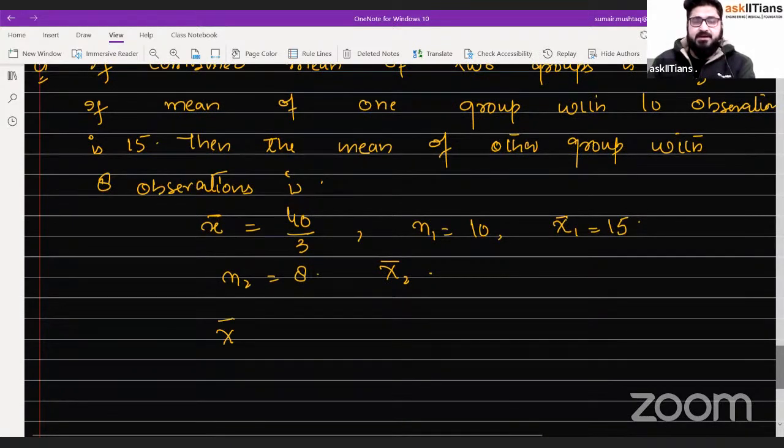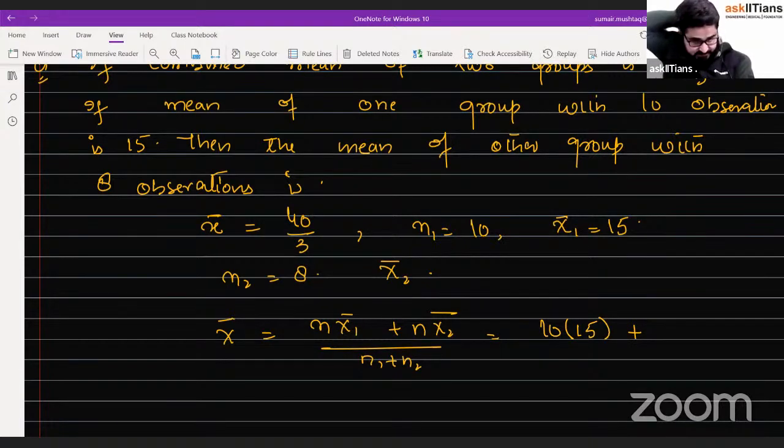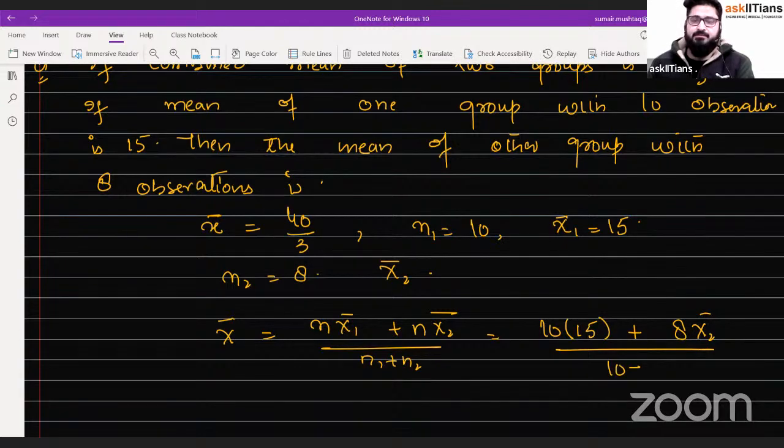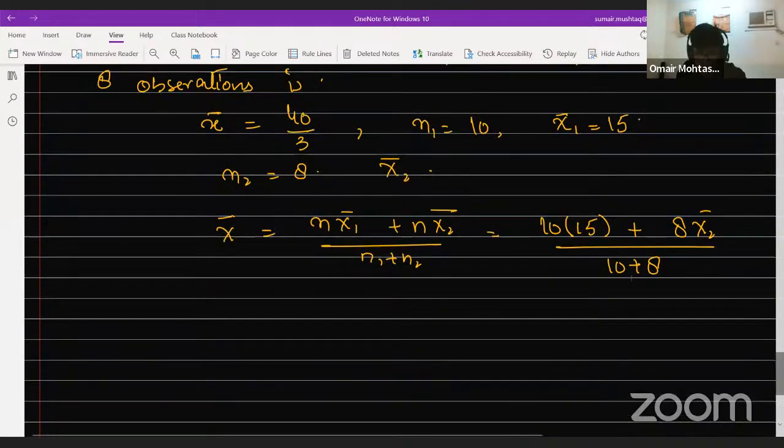That x bar is equal to n1 x1 bar plus n2 x2 bar divided by n1 plus n2. Simple. This n1 is given as 10 times x1 bar, that is 15, plus 8 x2 bar divided by 10 plus 8. Is my answer correct? Let me do it. It might be correct. You will get to know. Don't worry. It's easy.